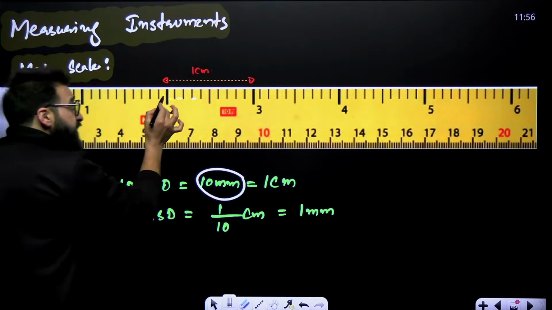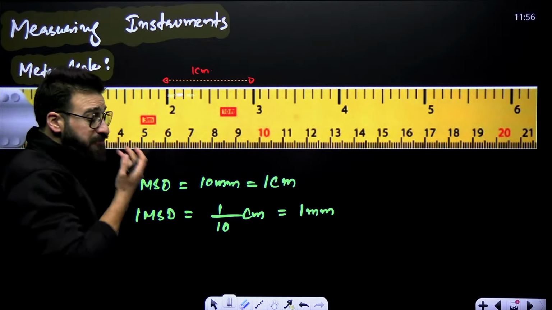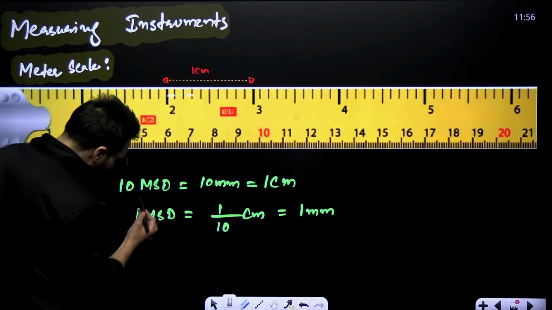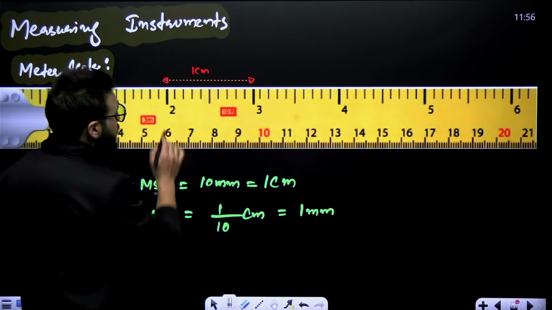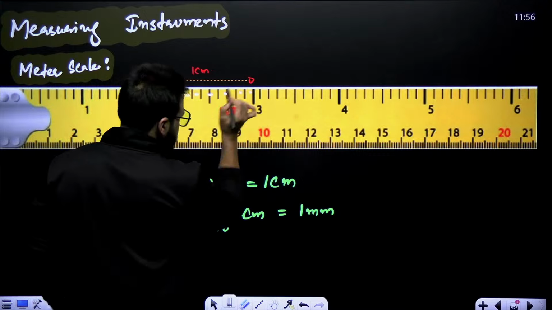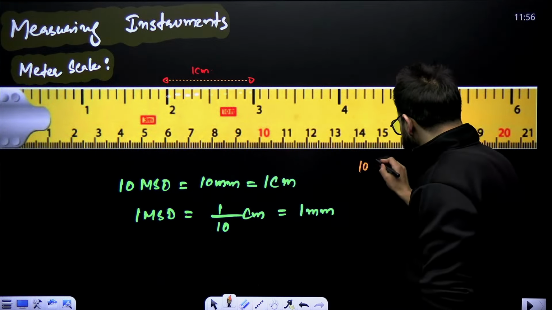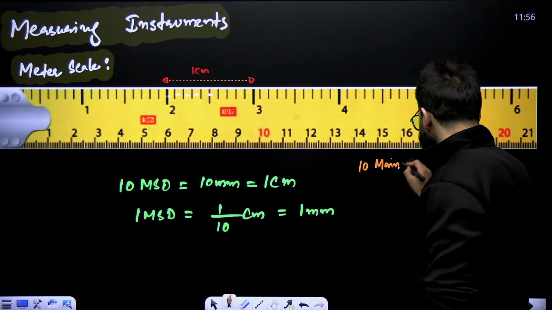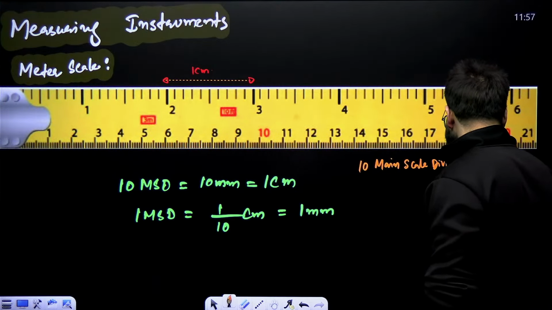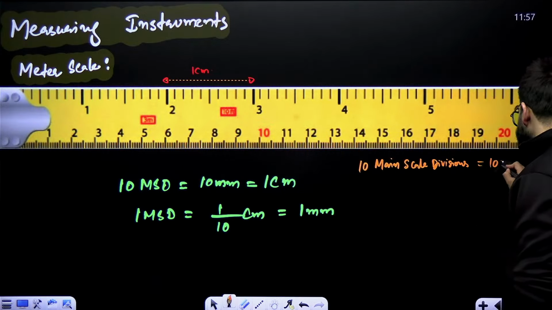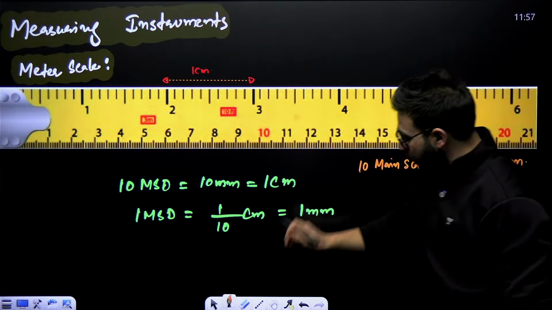And this 1 mm, 2 mm, 3 mm, this is what we call the main scale divisions. We also call it the MSD. So how many main scale divisions are there? 1, 2, 3, 4, 5, 6, 7, 8, 9, 10. So can I not say 10 main scale divisions is equal to 10 mm, which is further equal to 1 centimeter?